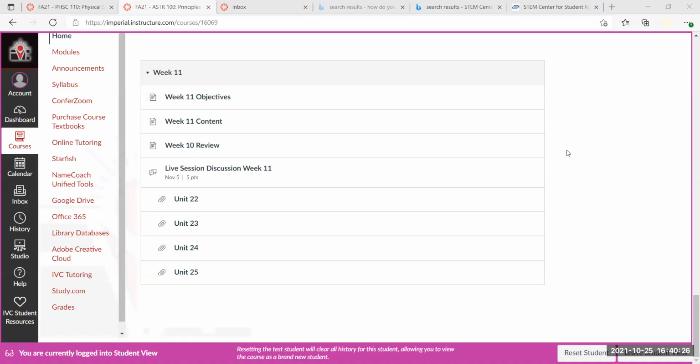So these are the objectives, the content, the review from the previous week. Remember, the previous week still dealt with the planets, basically the outer moons, the outer satellites, and also the comets. And that closes the book on the solar system. We're moving now toward the stars.